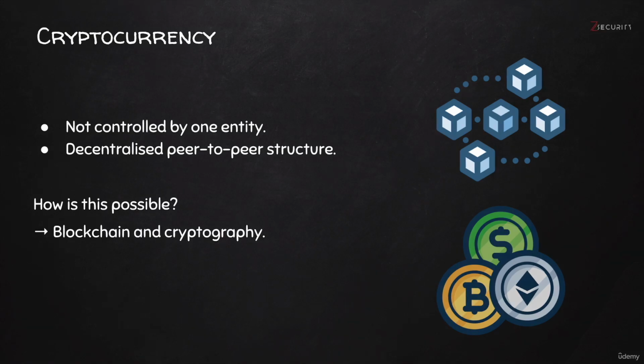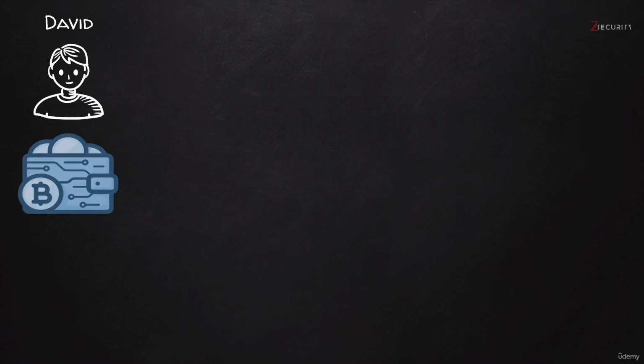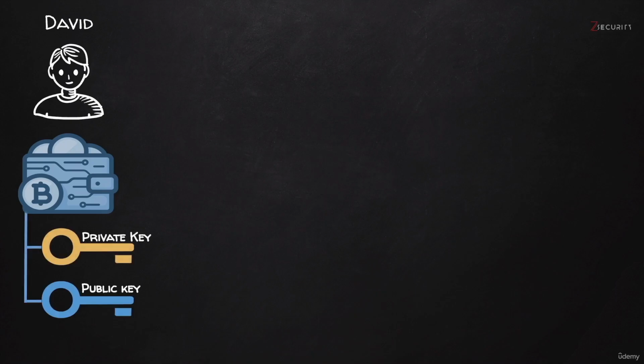Now, to understand how this works, let's have an example where David wants to send money to John. To do this, the first thing David will do is create a crypto wallet. You can think of this as similar to creating a PGP account. So the wallet will be associated with two keys, a private key and a public key.